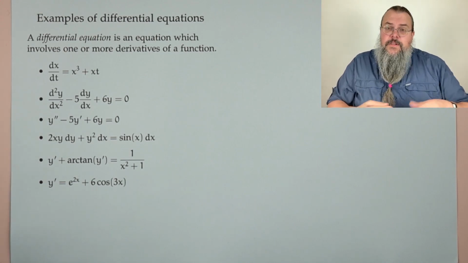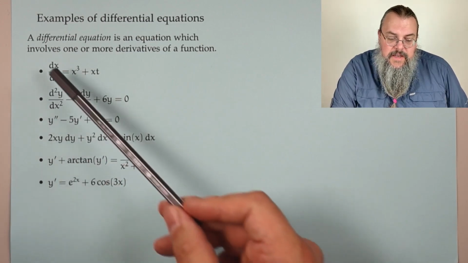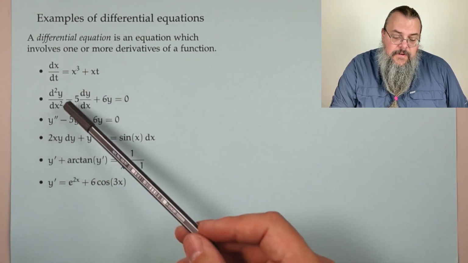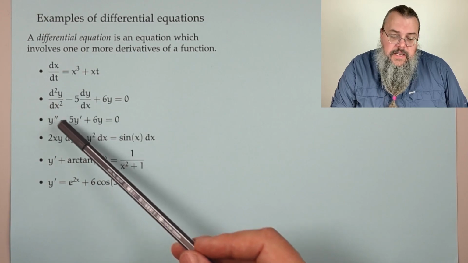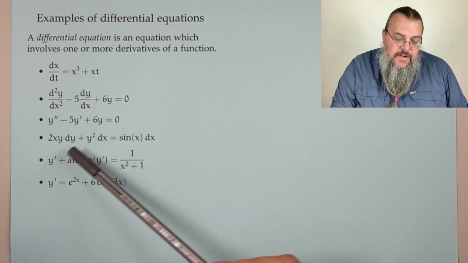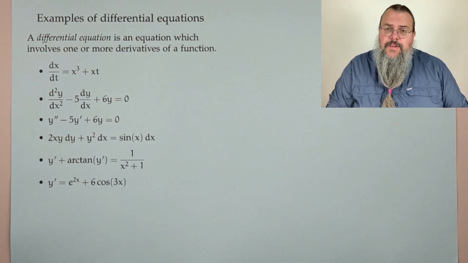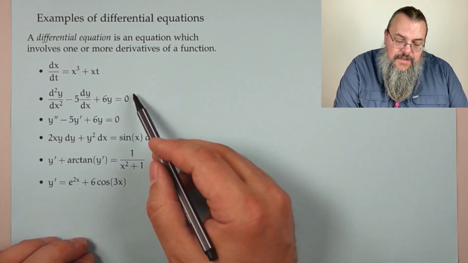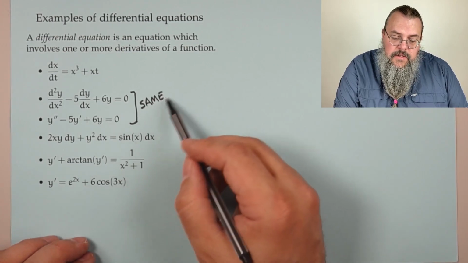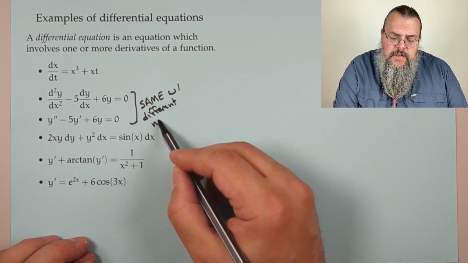So I just want to look at a few examples that we have of differential equations. So here we have dx dt, that's x cubed plus xt. Here we have the second derivative of y with respect to x minus 5 times the first derivative of y with respect to x plus 6y equals 0. Here we have y double prime minus 5y prime plus 6y equals 0. And you might say, wait a second, deja vu? Yeah, they are. This is really the same differential equation, but the thing is, different notation. So be on the lookout for that.